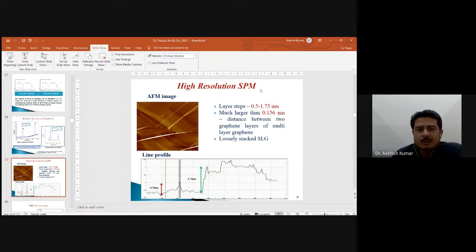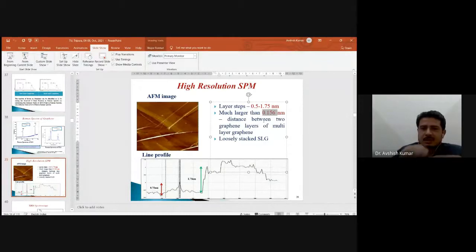We used a high resolution scanning probe microscope, and with the help of line profiles done with this instrument, we tried to calculate the layer steps. We observed that the layer step is around 0.5 to 1.75 nanometer, much larger than the theoretical value of 0.156 nanometer if the layers are stacked with each other. This is the distance between two graphene layers of multi-layer graphene. So we can say we have synthesized loosely stacked graphene because this step thickness, or gap, is too much. We are saying that these are loosely stacked single layer graphenes.